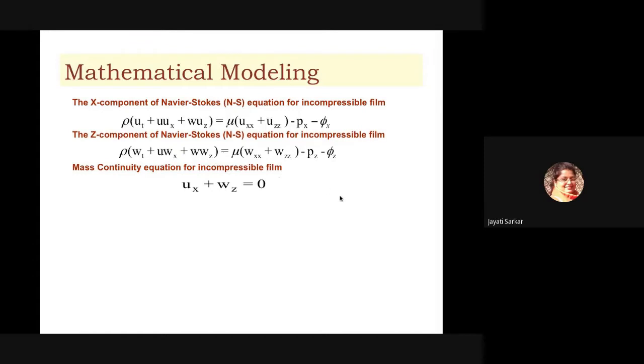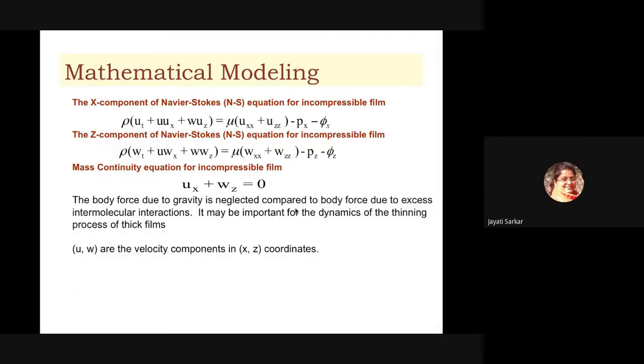So the first thing that we do is we go into the Navier-Stokes equation to look for a solution. The only thing over here is that instead of the body force, which is gravity, we are neglecting it because of the dimensions of the films. As I have said, the thickness of the film is in the range of 100 nanometer. So in this range, the gravity force can be neglected compared to the other forces. So U and W are the velocity components in the x and z directions.